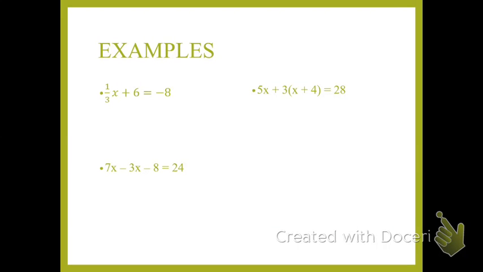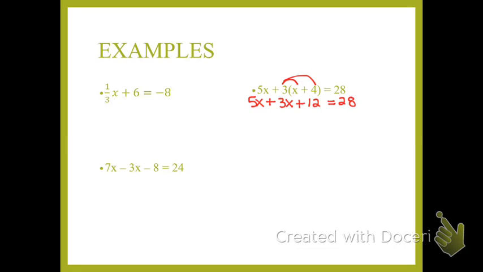Next, we'll be solving problems that involve parentheses. Typically, when you see parentheses, you will want to try distributing. So I'm not changing the 5x or the equals 28 in this problem, but I am distributing the 3 across the x plus 4. So 3 times x is 3x, and 3 times 4 is 12.